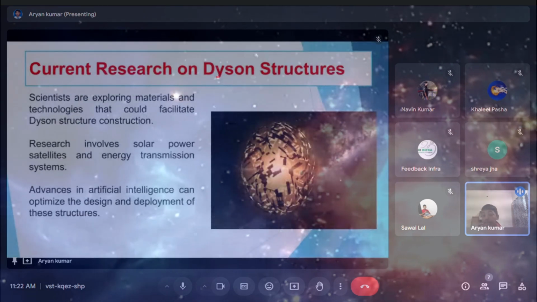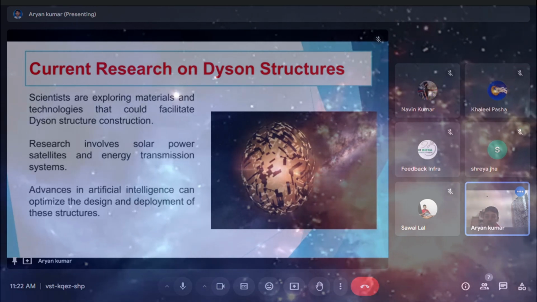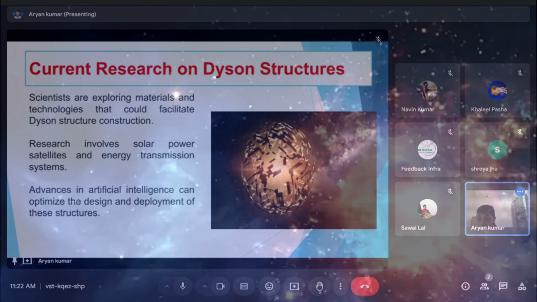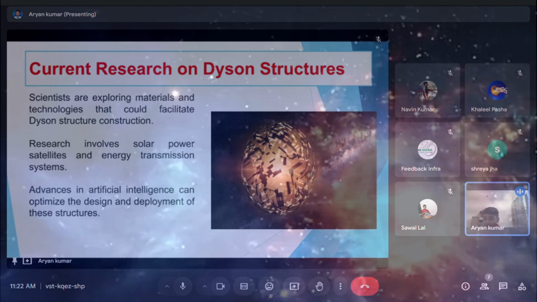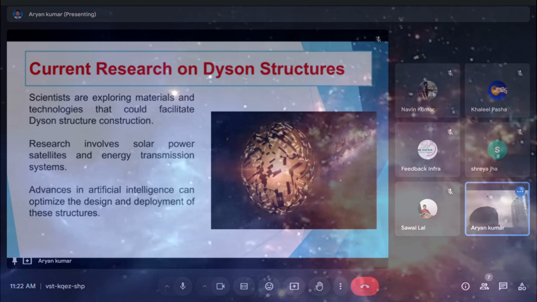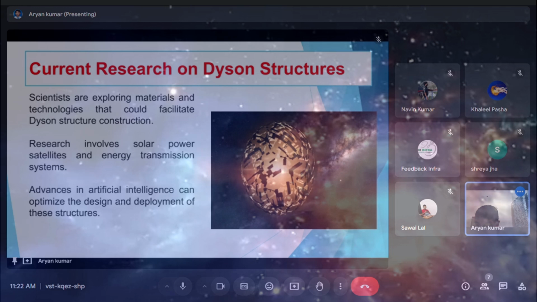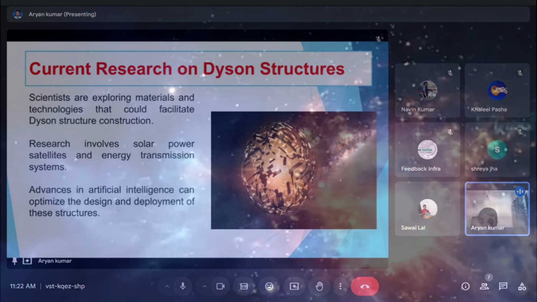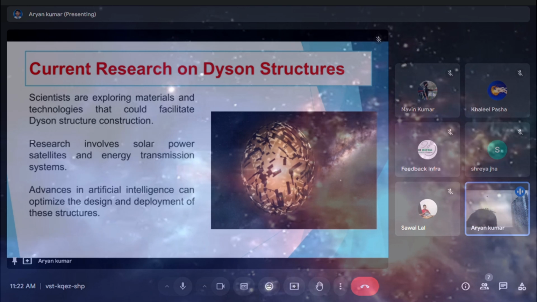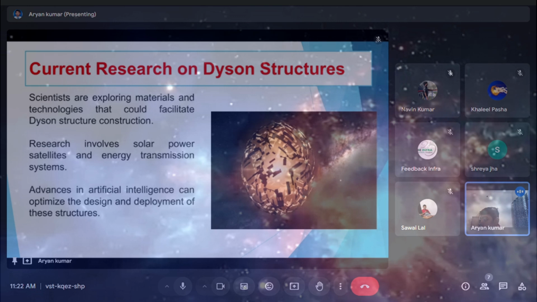So, current research on Dyson structures: scientists are exploring materials and technologies that could facilitate Dyson structure construction. Research involves solar power stations and energy transmission systems. Advancing artificial intelligence can optimize the design and development of these structures.